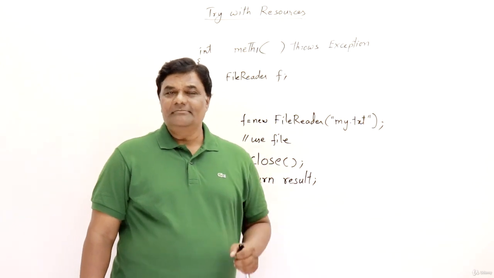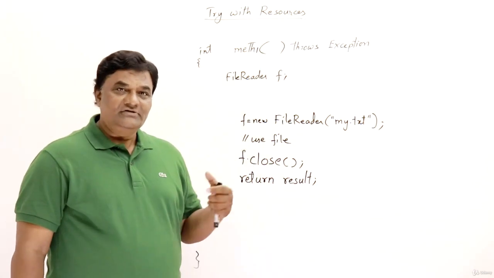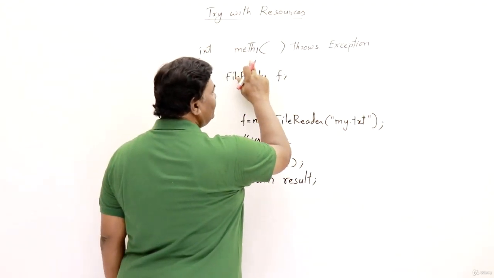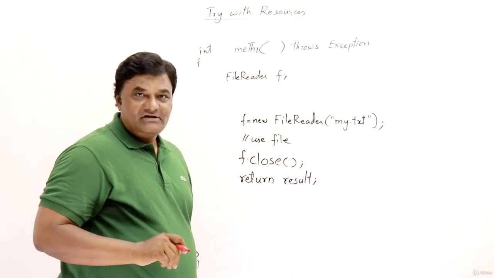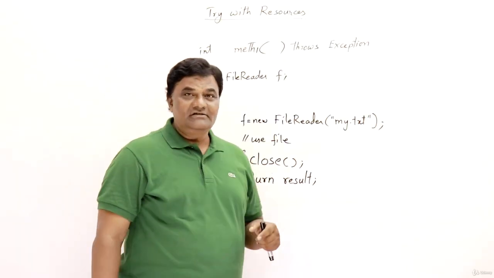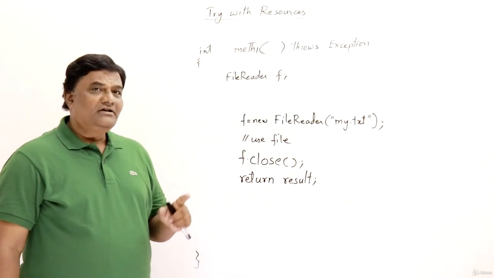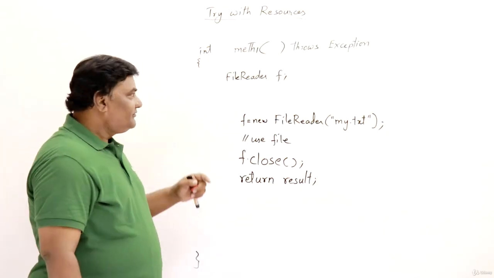Here I have an example for explaining why we need finally. So let us look at the example. I have a method 1, and it throws exception, means it's not handling the exception. If there is any error, it will throw it. So whoever is calling this method should have try and catch for handling this exception. We have already seen this in the previous videos. Then let us see what this method is doing.